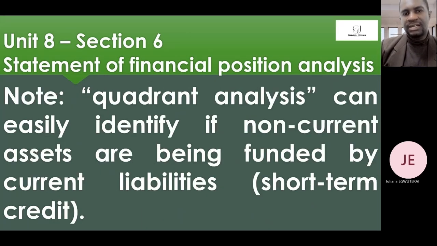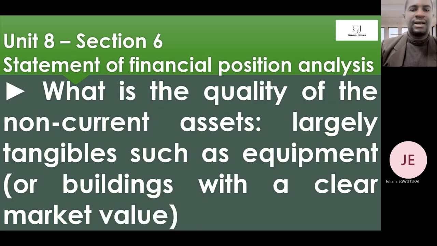So take note, the quadrant analysis can easily identify if non-current assets are being funded by current liabilities, short-term credit, which is another dangerous issue. Current liabilities are day-to-day, month-to-month debts owed that need to be settled and not used for funding of long-term assets. So if non-current assets are funded by current liabilities, then there's a problem. Short-term credit is dangerous to fund long-term assets.